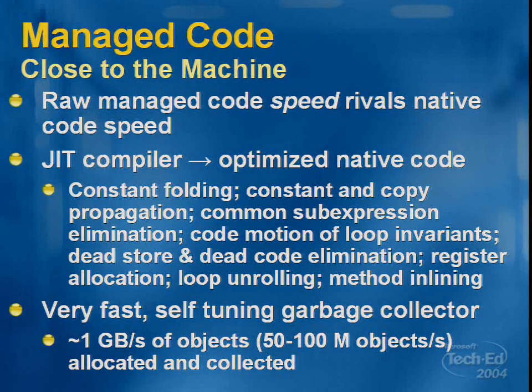The CLR also has a different way of doing memory management. It's automatic, and we'll be talking about that in a couple of slides. But the takeaway here is that the garbage collector that we're using is very fast, it's self-tuning, and it can support very high rates of object allocation and freeing. In my experiments, just on laptops, I can see allocating and reclaiming up to 50 million, 100 million objects per second, or an aggregate object allocation rate and collection rate of about a gigabyte per second.